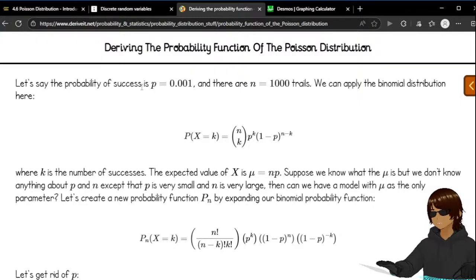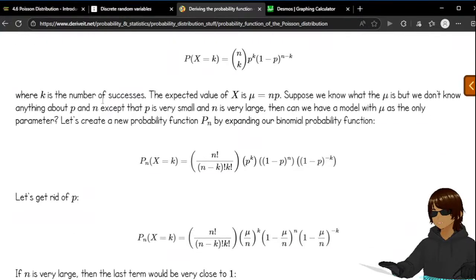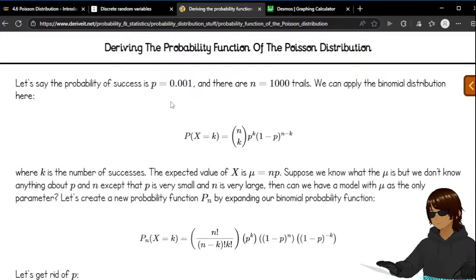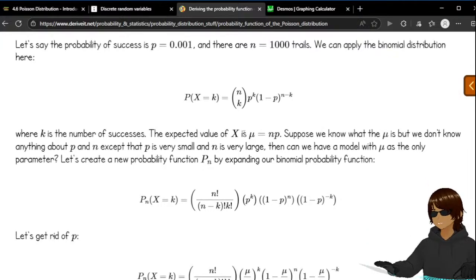Let's say the probability of success is p. There are 1000 tries. We can apply the binomial distribution here. It gives the number of successes. So for n trials, probability p of success, P(X = k) gives us this probability. Now what we are going to do is fix the mean. So the mean will remain np and we are going to take n all the way to infinity. First, we know what mu is, but we don't know anything about p and n except p is very small and n is very large. Then can we have a model with mu as the only parameter?